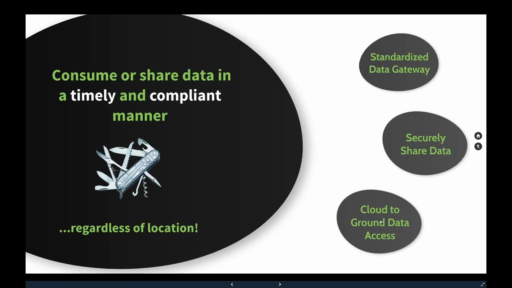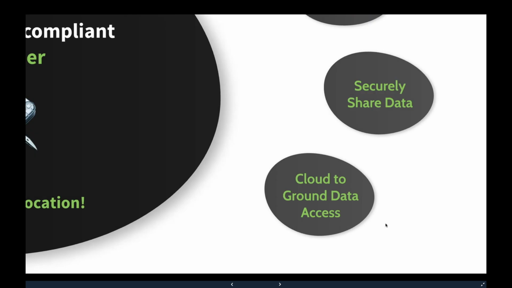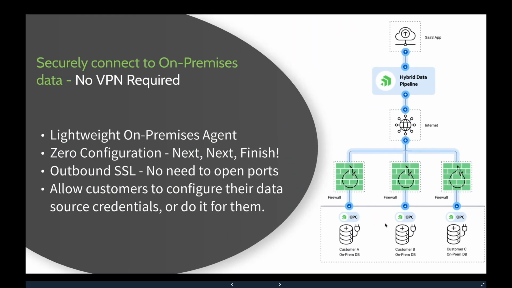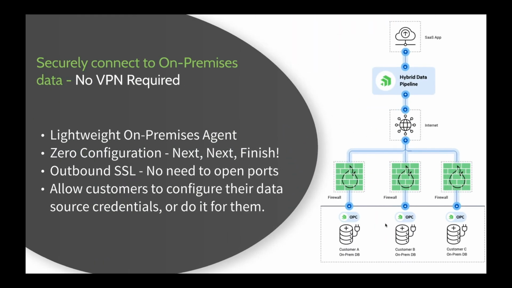And then lastly, let's talk about cloud to ground data access. One additional component to the Hybrid Data Pipeline is our on-premises connector. And this is a small agent that runs behind the firewall close to the data that you want to access. So say you are an ISV and you have a cloud analytics tool, and you want to get access to your customers' data to enrich what you already have in your environment. Normally you'd need to set up a VPN or open up ports to make that happen, maybe an SSH tunnel.